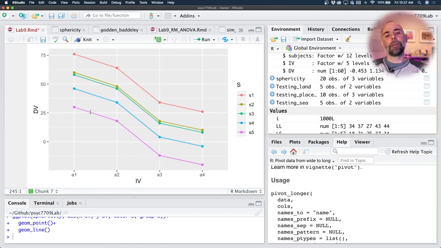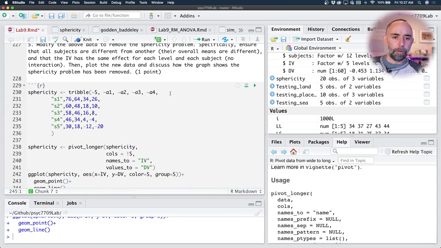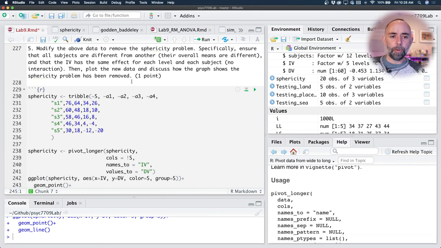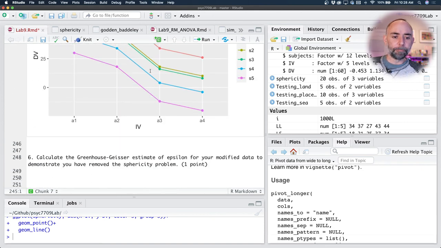All right. So now we have differences between subjects, differences between levels, but all the lines are parallel, showing that the main effect is the same for every subject and is consistent across all the levels. There's now no interaction between the subject means and the levels of the independent variable. So there we've done it. We've removed the sphericity problem.